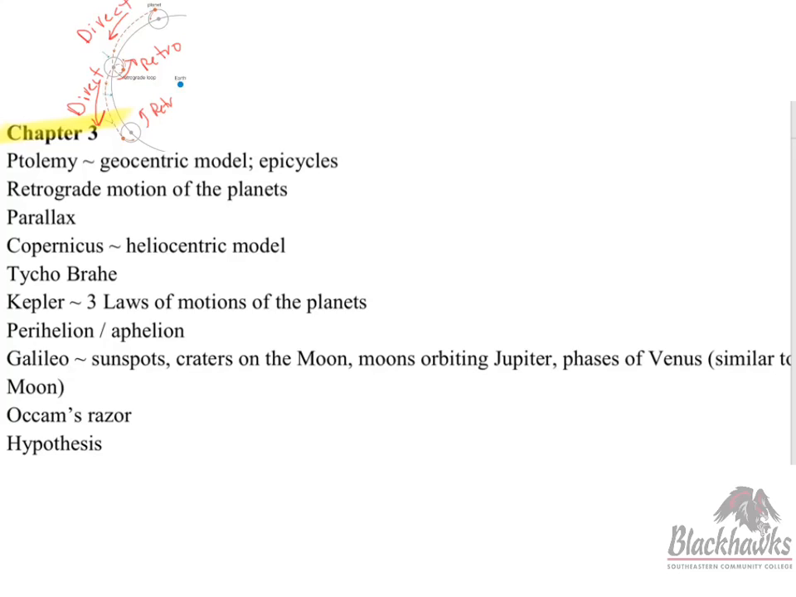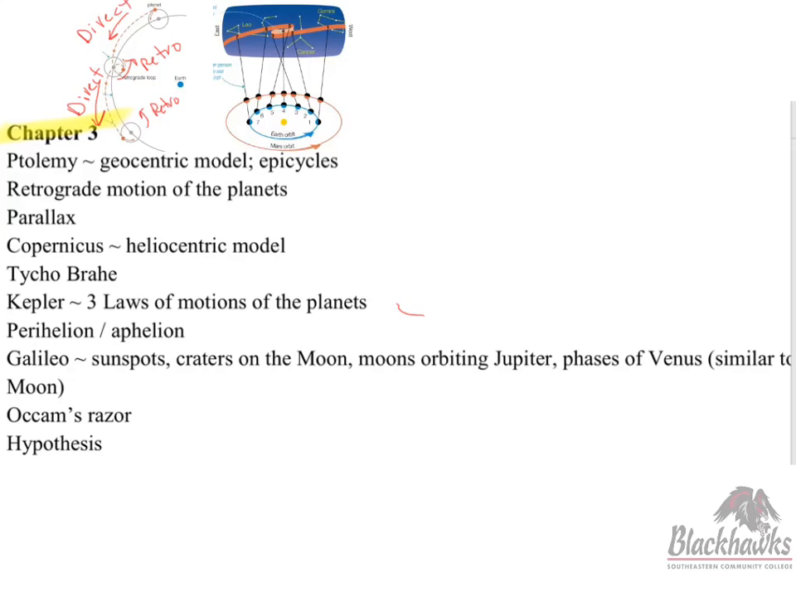The reason Ptolemy needed to do that was because astronomers and everybody were watching these wanderers we now know as planets wander in direct motion across the sky. Then every once in a while they would go backwards, and so he created these little epicycles to explain this retrograde motion. Okay, so that's Ptolemy.